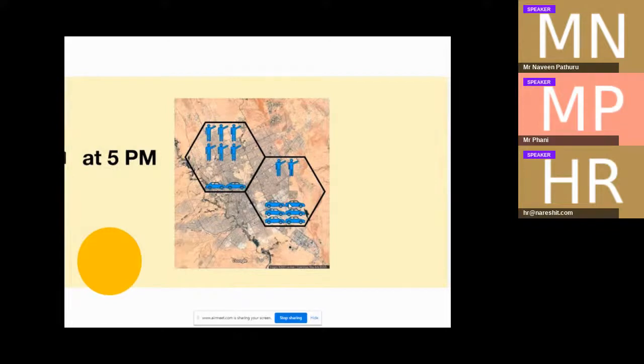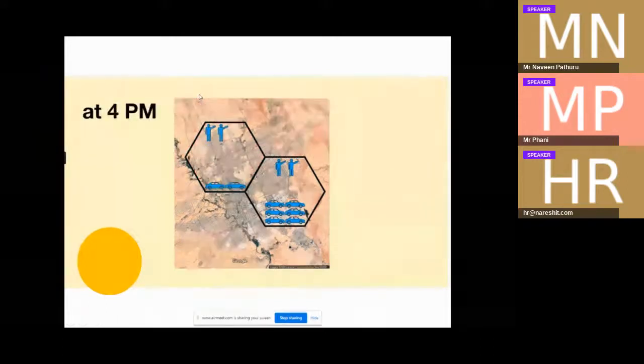So what can happen? Well, at 5 p.m., imagine there are 2 areas. This is area 1, this is area 2. In this area, there are 5 customers, but there are only 2 cars available. In this area, there are 6 cars available, but only 2 customers. What can happen is, in this area, because the demand is more and the supply is less, the price will increase.